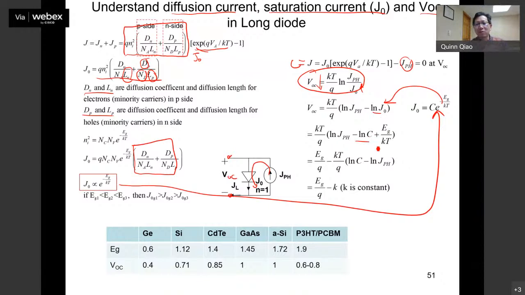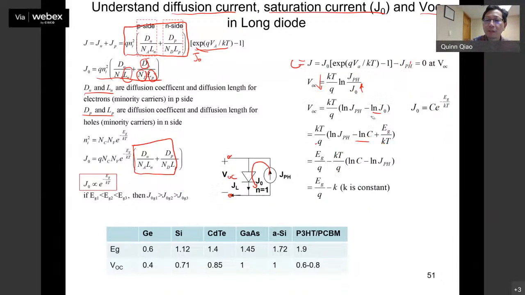Okay, now you see something interesting here. You rewrite this equation, and you will see the band gap divided by Q, minus KT over Q, multiplied by log C minus log JPH. You see here, it's constant, right? You can see EG divided by Q. Now you see what we find: the open circuit voltage, the VOC, is related to the band gap. That's something I think we probably talked about earlier.